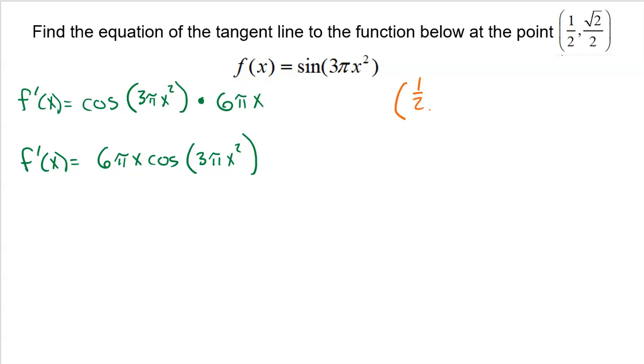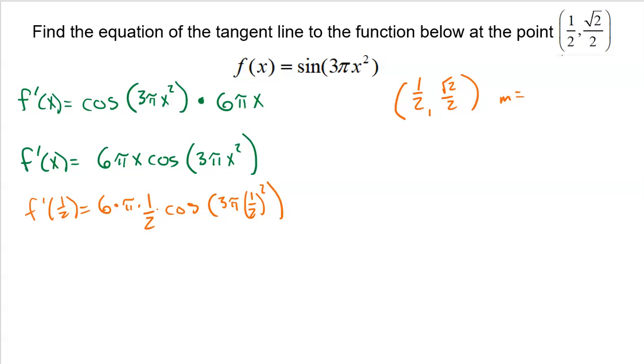Well, I need a point. I already got that. That's easy. Second thing I need is a slope. Well, how do you find the slope? All you got to do is plug the x value into the derivative. So plugging 1/2 into the derivative: 6 times pi times 1/2 times cosine of 3 times pi times 1/2 squared.